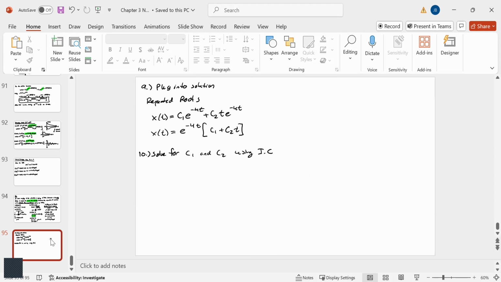So our initial conditions. They said start at equilibrium. What does that mean? It means x of 0 is equal to 0. Nothing has happened. The other thing they said is that it's going upwards 3 feet per second, which just means x prime of 0 is equal to negative 3, like that. And from there, we just calculate the values.